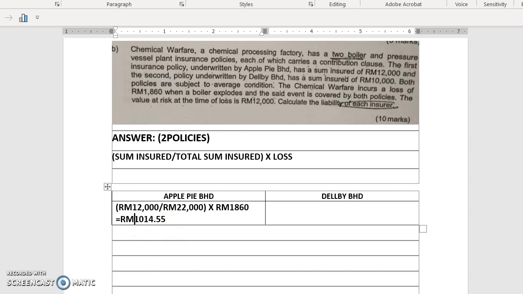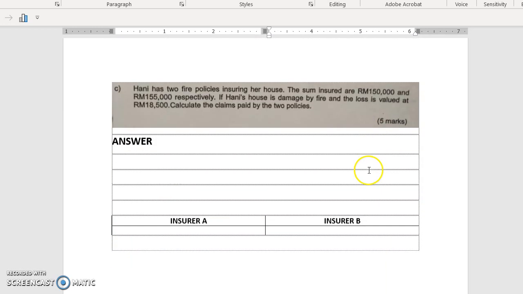For the next one, Delby Berhad, I think you can do it on your own as an exercise. You have to use the same formula for two policies: sum insured divided by total sum insured times the loss. This is the amount you will get for Delby Berhad. So this is for question B. And then we will look at question C.